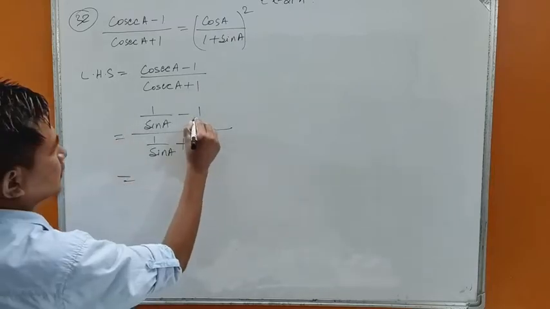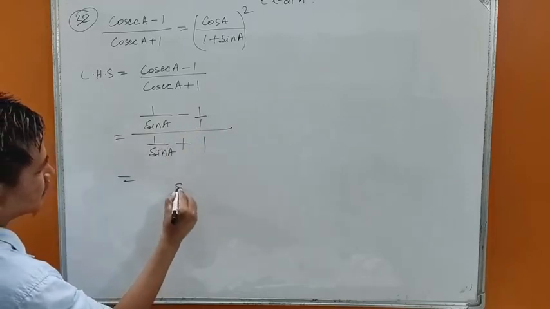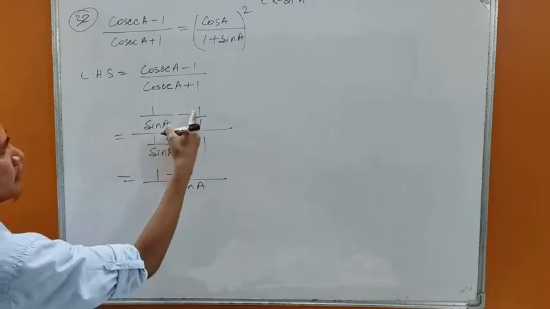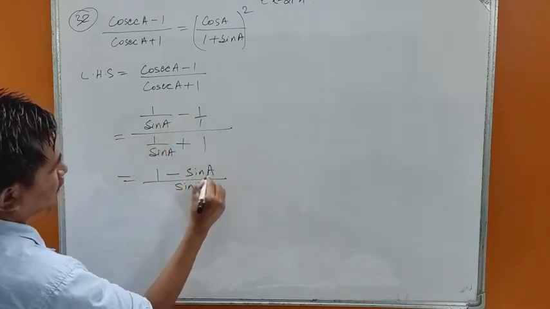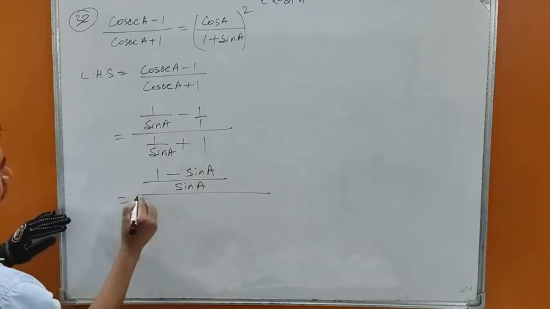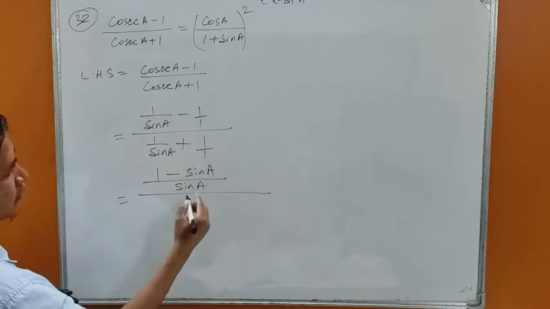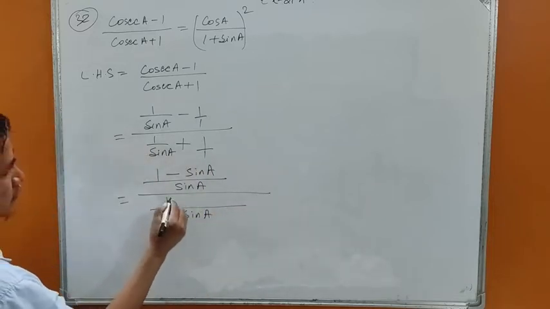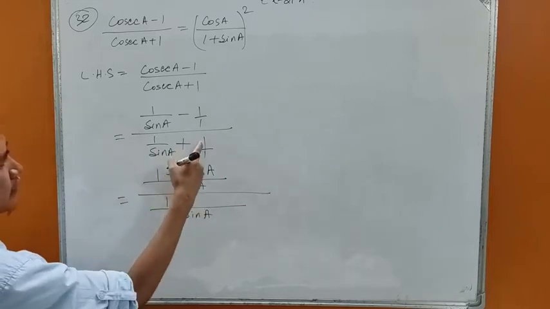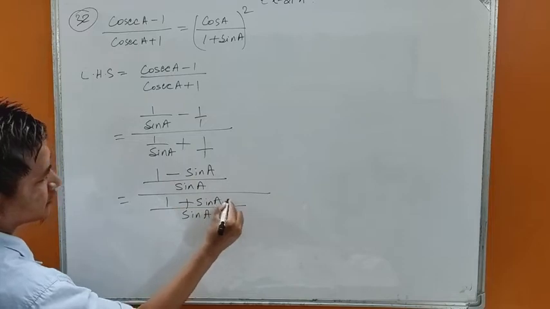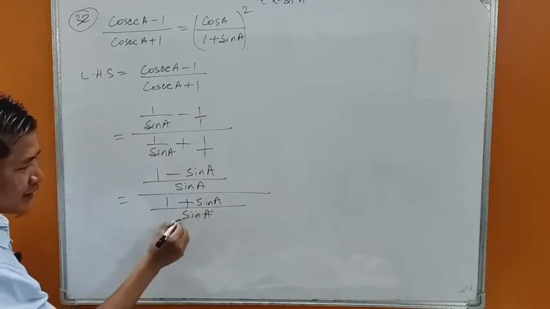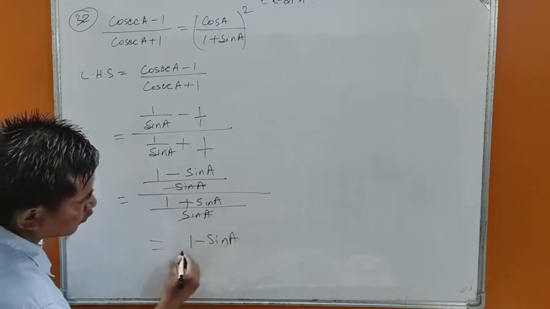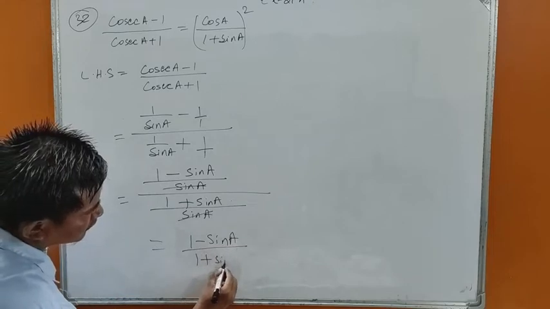So let's take the LCM. Sin A and 1, the LCM will be sin A, isn't it? So 1 into 1 is 1, minus sin A into 1 is sin A. And in the denominator we have, let's take LCM here also, sin A and 1, LCM sin A. And 1 into 1 is 1, so this plus comes here, sin A into 1, sin A. Are you getting me? This sin A and this sin A can be cancelled. So 1 minus sin A upon 1 plus sin A, isn't it?